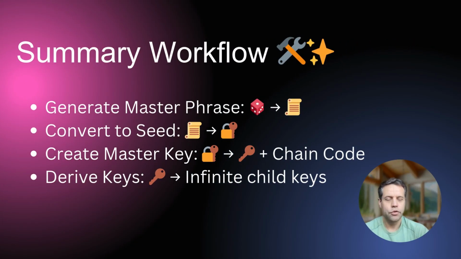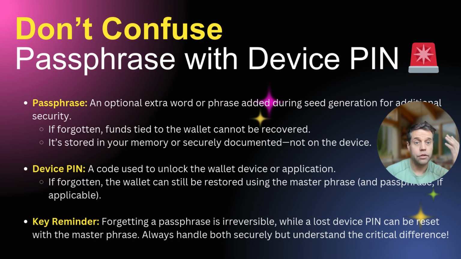So just to kind of summarize the workflow, right? You generate the master phrase using some random generator. Usually it's provided by the wallet application. That gets converted to a seed, a set of words. And then you create a master key. Again, everything is abstracted away typically by the wallet application. That then can be used to generate a variety of private keys, or child keys, for specific types of currencies.